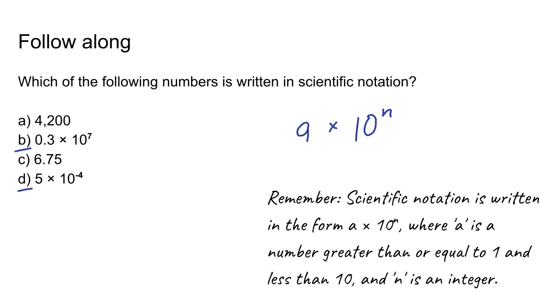And remember that the a, or coefficient in front, has to be greater than or equal to 1 and less than 10. And here, 0.3 is less than 1, so B cannot be correct. And D works because 5 is greater than or equal to 1 and less than 10, and it has negative 4 as the exponent, which is an integer. So my answer is D.